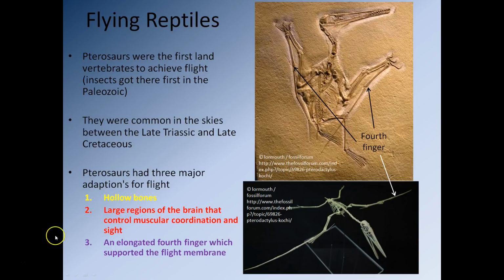The third adaptation is that they have an elongated forefinger that supported the flight membrane. So if we look at this mock-up of a skeleton here, you can see the forefinger is very, very overdeveloped. And what this means is the wing membrane stretches from the tip of the forefinger over here all the way over to the body. So essentially it meets the body over here. So that creates a really big, rigid wing, which can be used for flight.